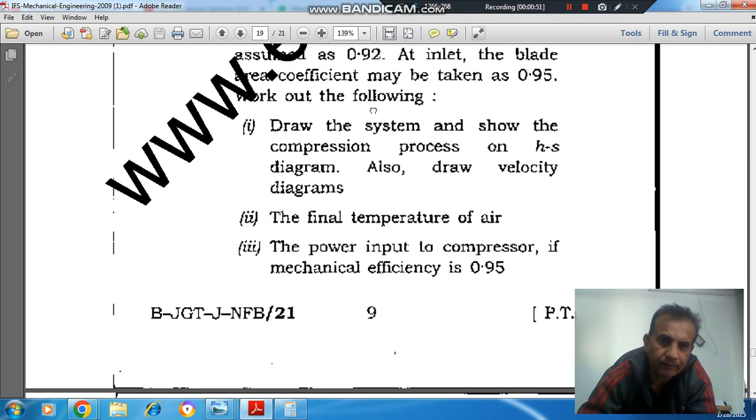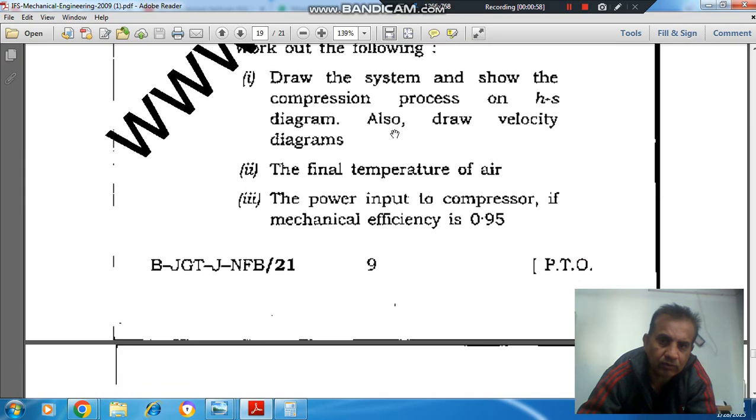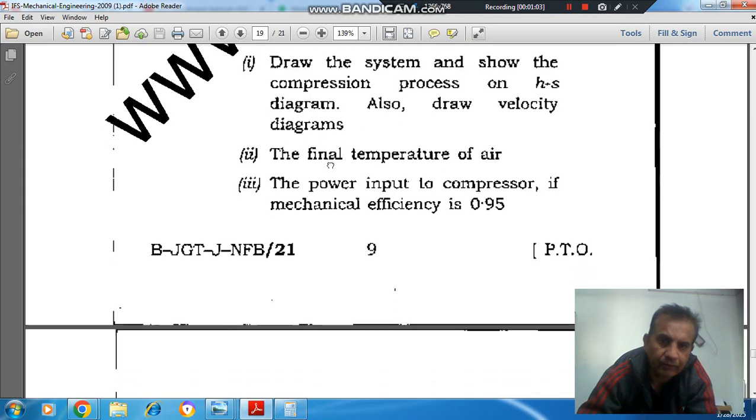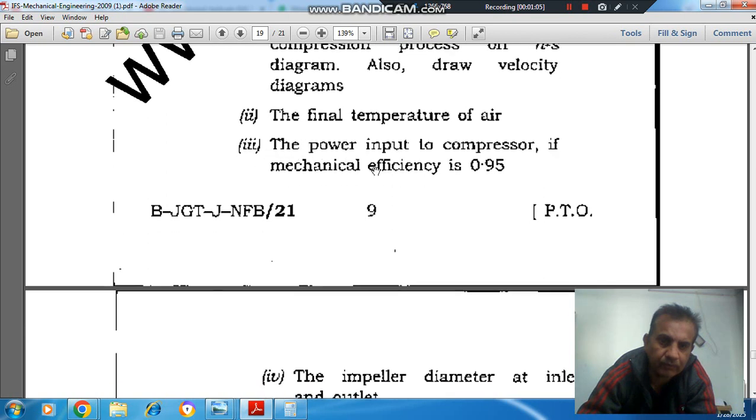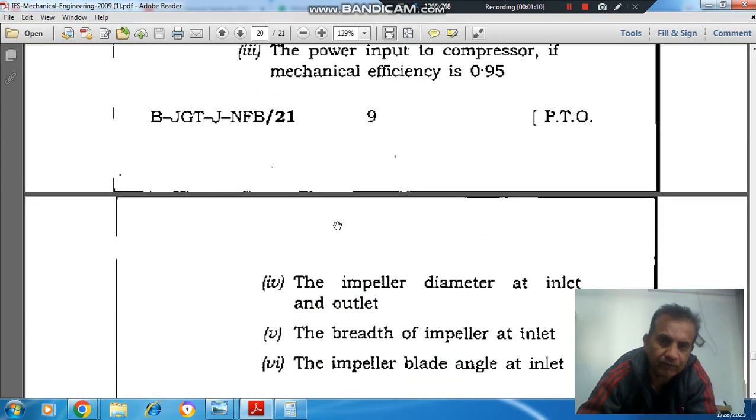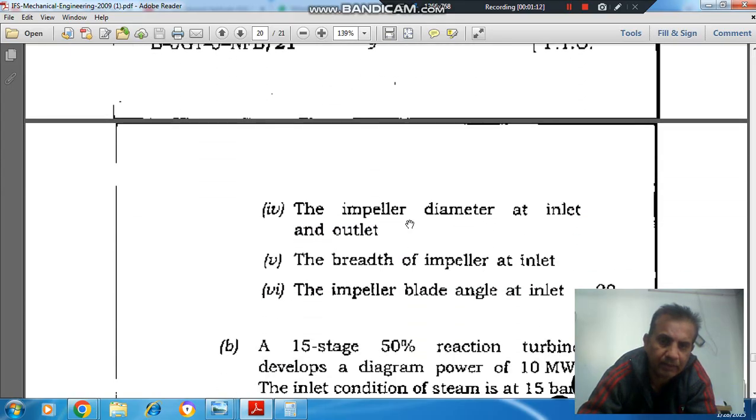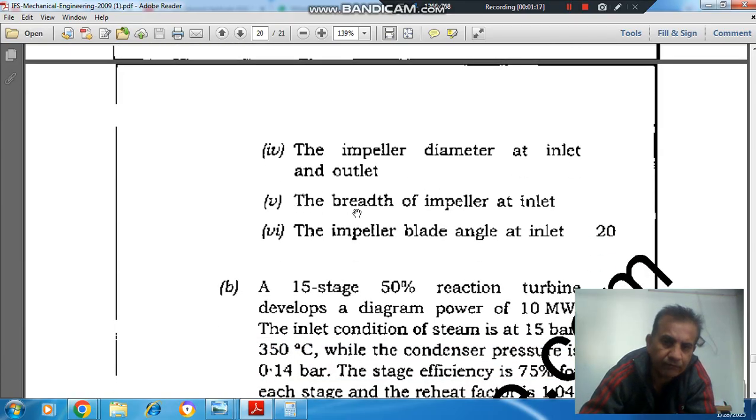Work out the following. 1. Draw the system and show the compression process on HS diagram. Also draw velocity diagram. 2. The final temperature of air. 3. The power input to compressor if mechanical efficiency is 0.95. 4. The impeller diameter at inlet and outlet. 5. The breadth of impeller at inlet. 6. The impeller blade angle at inlet.